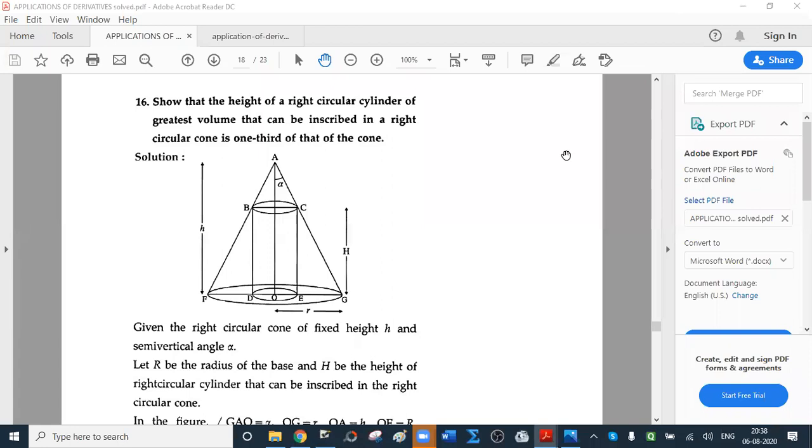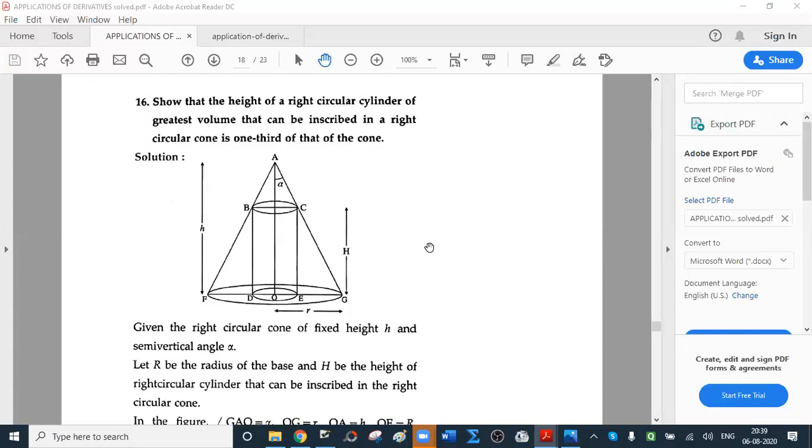Now sum number 16, just listen to me. Show that the height of a right circular cylinder of greatest volume that can be inscribed in a right circular cone is 1/3 of that of the cone. I repeat the sum. Show that the height of the right circular cylinder of greatest volume that can be inscribed in a right circular cone is 1/3 of that of the cone. Now this is, you can say, a D group sum. D means difficult. See the diagram.